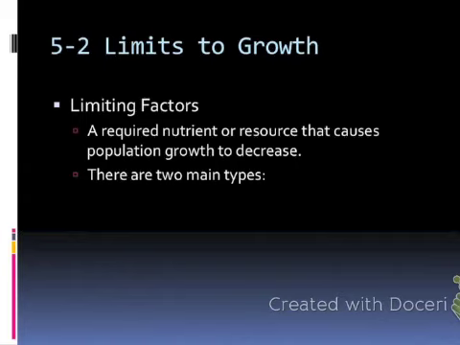Two main types of these limiting factors. First one is what we call a density-dependent factor. A density-dependent factor, remember what we meant by population density from the last section? Give you a second to think about that. Population density is how many organisms we have living in a given area at a given time.